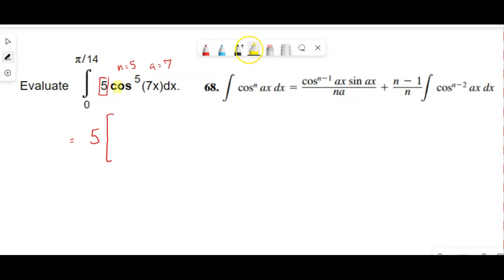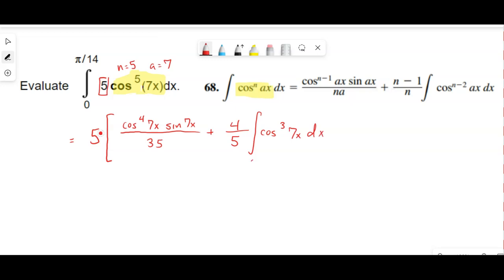All right, and all the stuff on the inside here is the form of our integral in the table. So now that's what we're multiplying by 5 at the end. All right, n minus 1 is going to be 4, 7x sine of 7x over n times a. A is 7, n is 5, so it's a 35 on the bottom there. n minus 1 is 4, n is 5. Right, the integral of cosine, again, n is 5, so n minus 2 is going to be 3, cosine cubed of 7x dx.